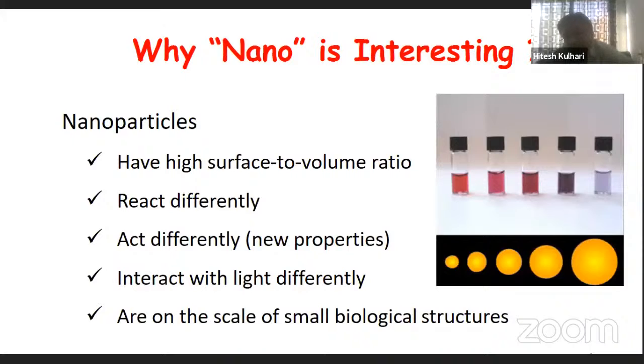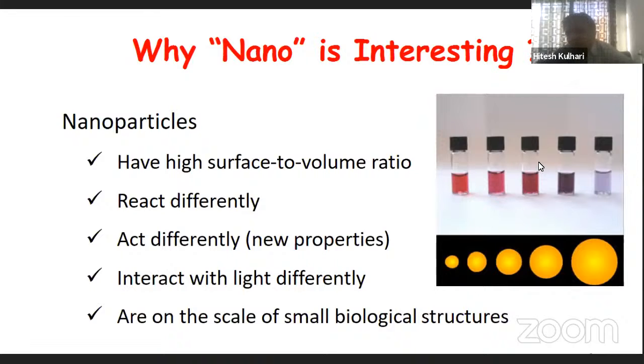They also act differently. They have different behavior with size. They have different properties. They interact with light differently. So when we irradiate the nanoparticles with light, they behave differently.